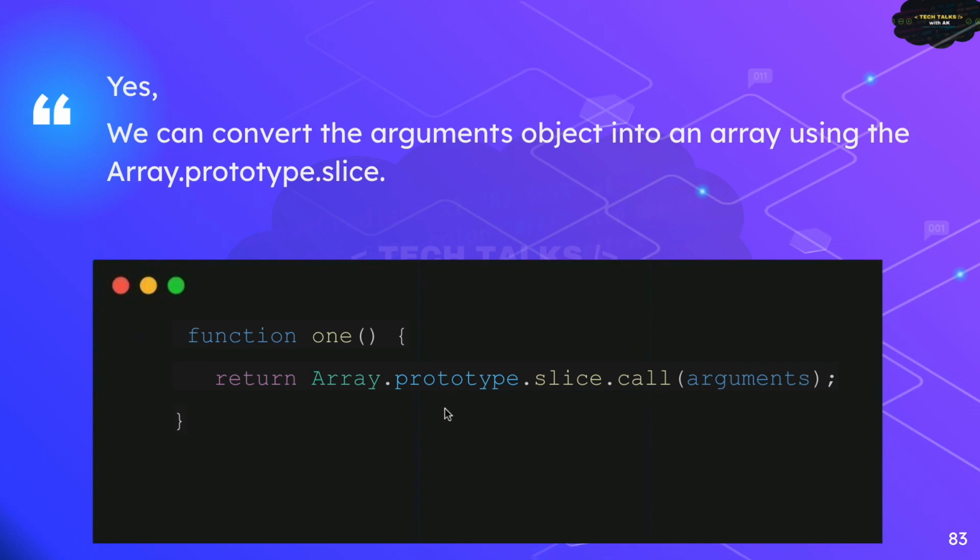So what we do, we just call Array.prototype.slice.call and pass all the arguments in it. Then all these arguments will be converted into an array.